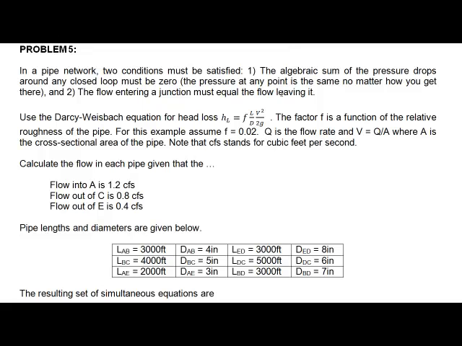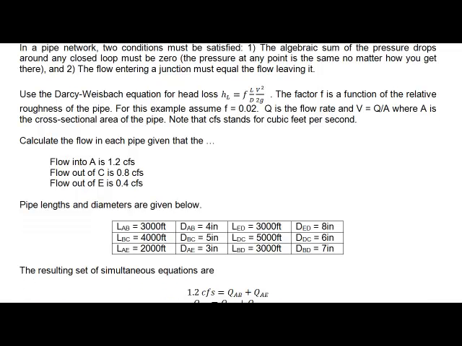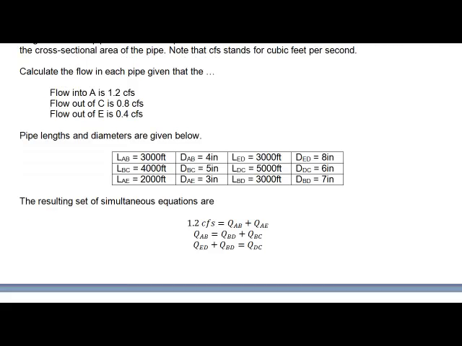So we're given an equation to calculate head loss. That's the loss of pressure due to friction. Okay, the factor F is a function of the relative roughness of the pipe. For this example, we're going to use F as 0.02. Q is flow rate, and V, that will be velocity, equals flow rate divided by area. Okay, CFS stands for cubic feet per second. We're given the flow going into pipe A, out of C, and out of E. We're given the pipe lengths and diameters we need.